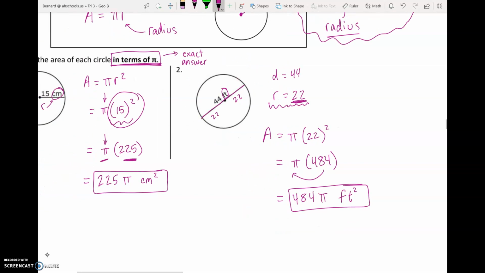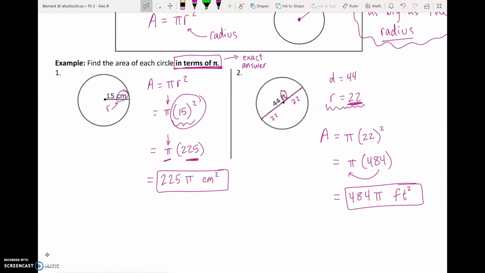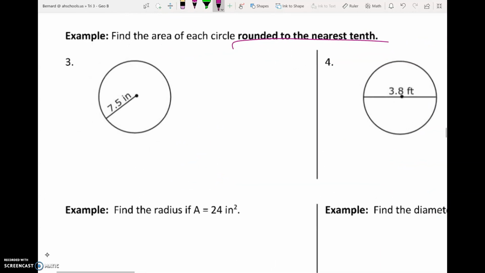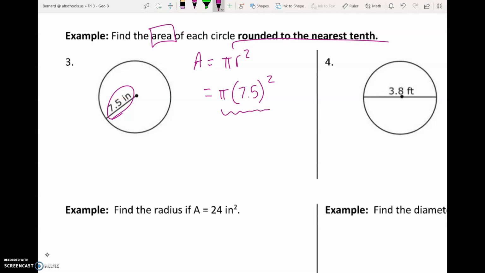All right. And so that's what it's like to work with a circle. Our next couple of examples will just have us round to the nearest tenth, so now we're actually going to type that pi into our calculator. Here we go. We're still finding the area. It's still pi r squared, right? In this first example, boom, that's nice. We have our radius. And so our area is just pi times 7.5 squared. What we want to do is just go to our calculator and type that in.